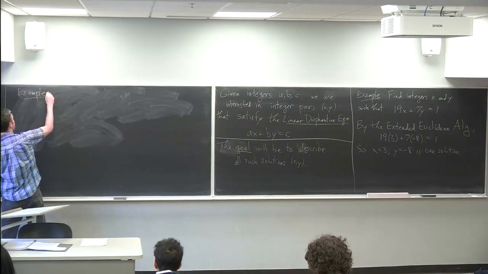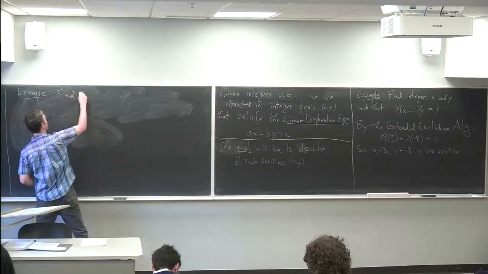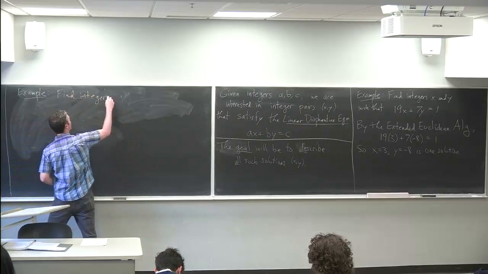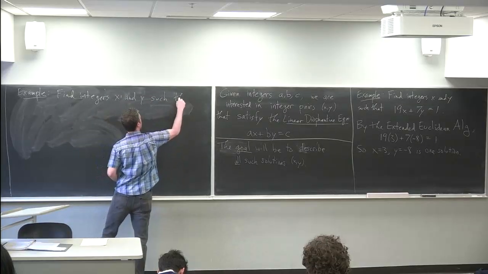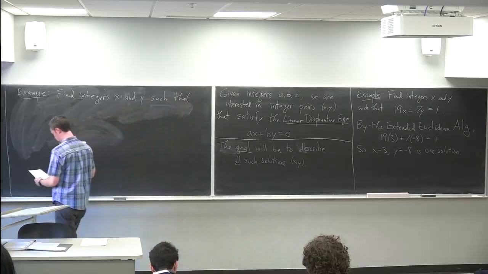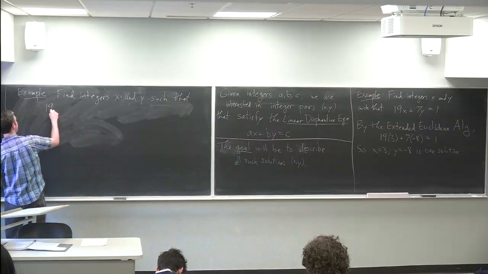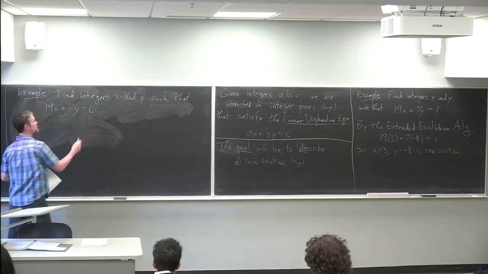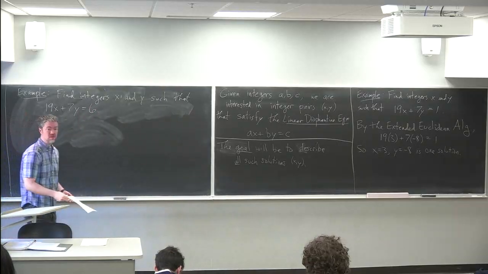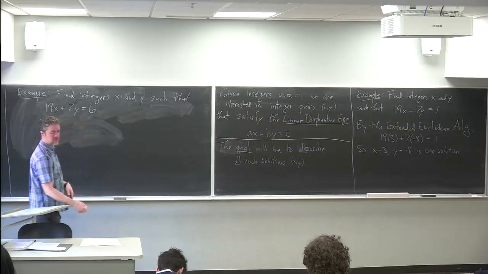For a different example, what if you wanted to find integers x and y which satisfy this equation? Let me keep the left-hand side the same, but make it something else on the right. Let's make it 6. Say we wanted to do this.